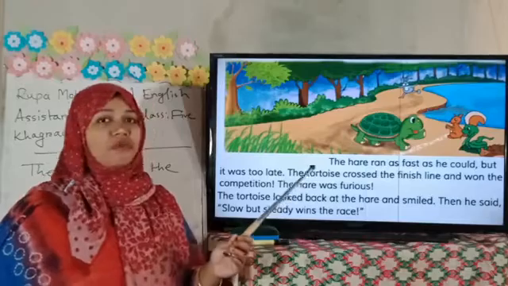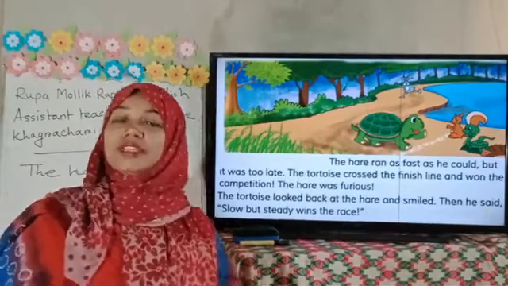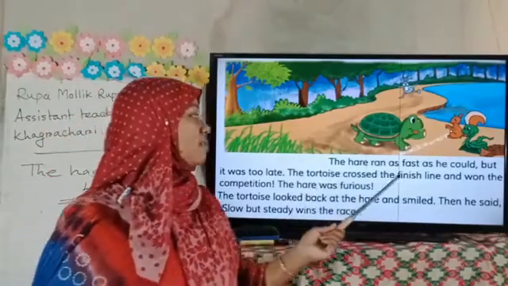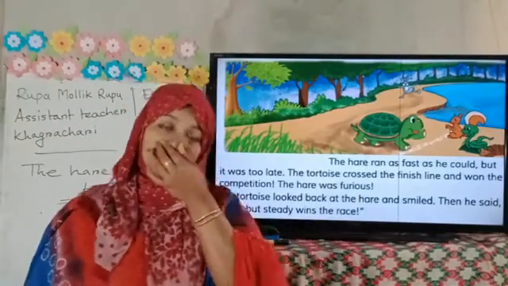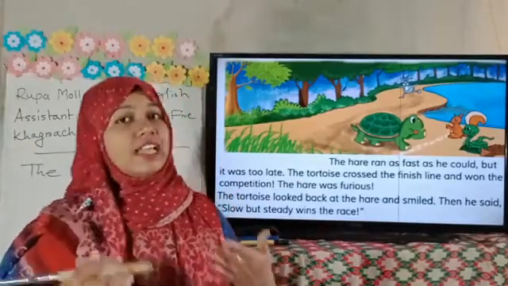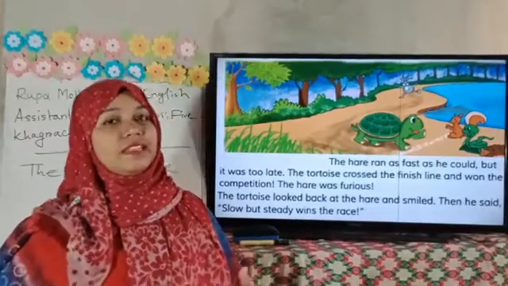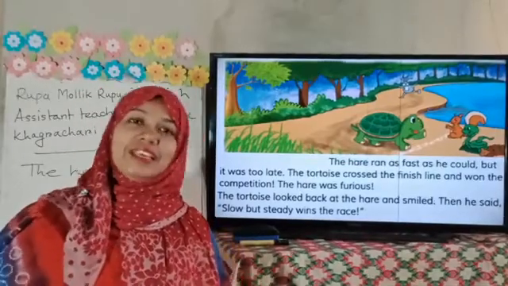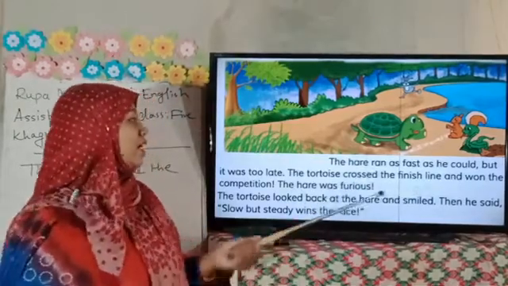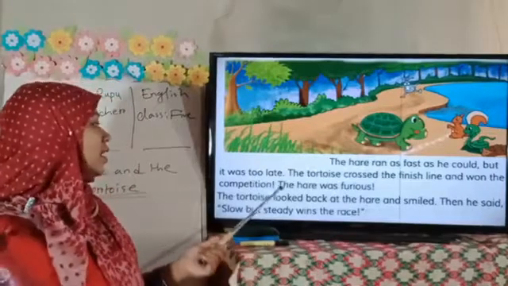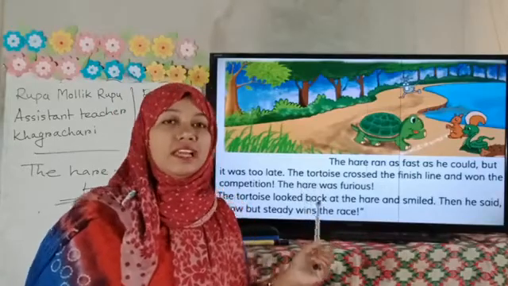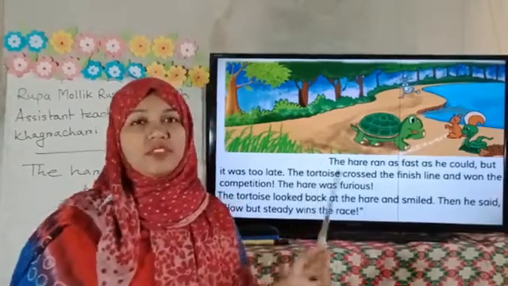The hare was furious. We have read the meaning of furious, right? Dear students, the tortoise crossed the finish line. When the hare started to run as fast as he could, the tortoise had already won. It crossed the finish line and won the competition. And after seeing it, the hare was very furious.